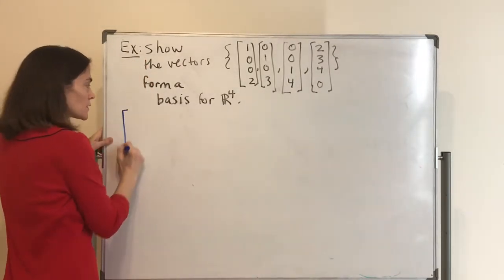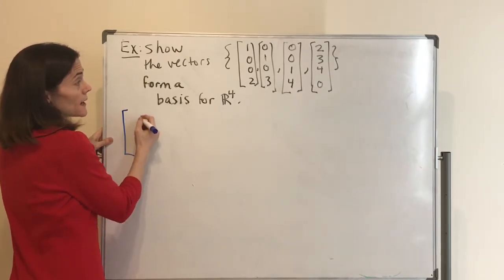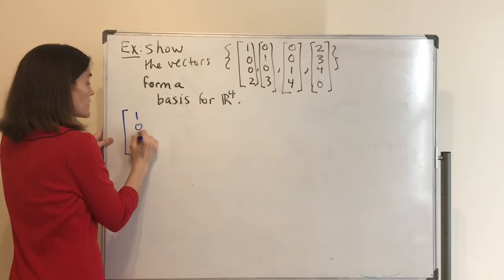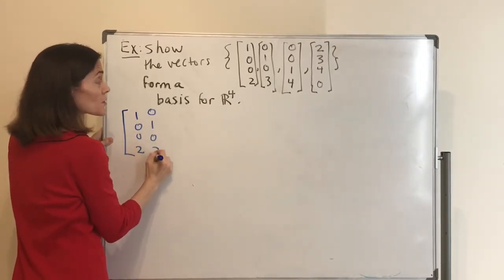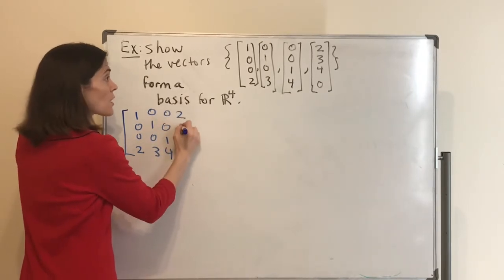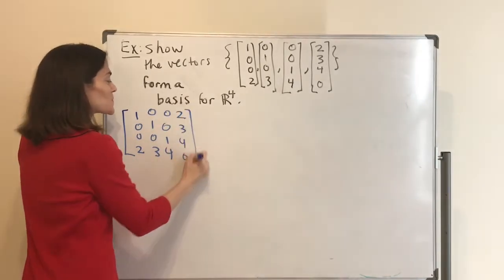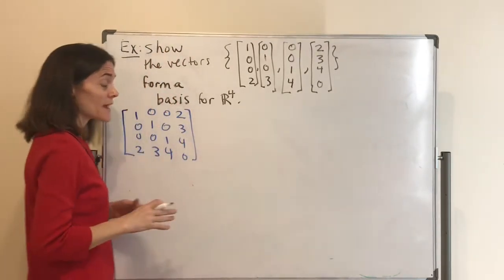In particular, one thing I can do is I can just make a matrix with these as the columns, and then if I have that the kernel of the matrix is 0, I know the vectors are linearly independent. This was one of our characterizations of linearly independent vectors.